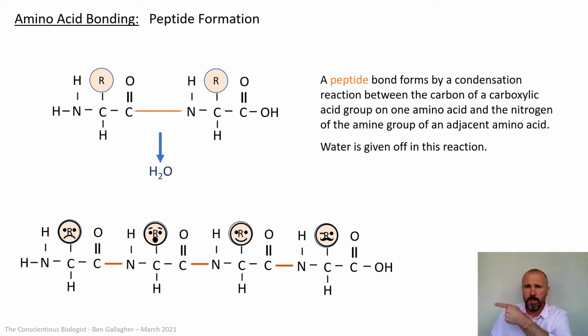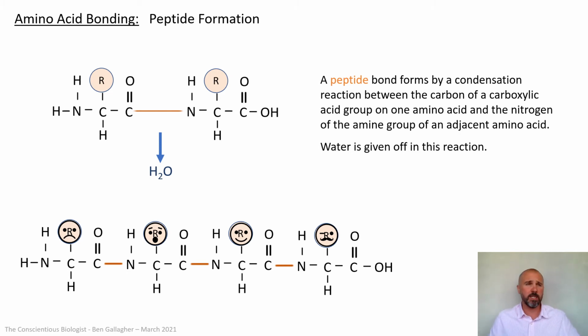Which means when this tetrapeptide, because there's 4, formed, it gave off 3 molecules of water. Okay, so in the formation of this tetrapeptide, 3 molecules of water were formed, 1 from each peptide bond. Or to put it another way, if you wanted to break this very short polypeptide down, so to do hydrolysis, which is the opposite of condensation, you'd need to add 3 water molecules.